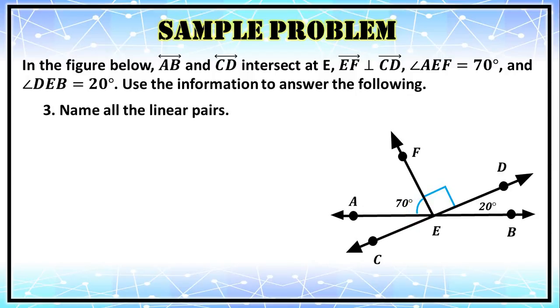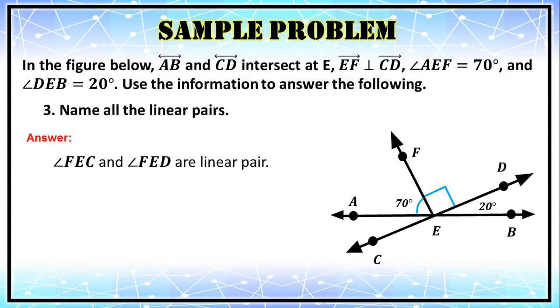Number 3 is to name all the linear pairs. What is a linear pair? Another definition of linear pair is two adjacent angles that form 180 degrees, or two consecutive angles forming 180 degrees. In our illustration, we can see that there are many linear pairs.